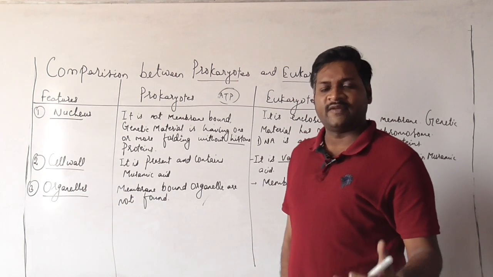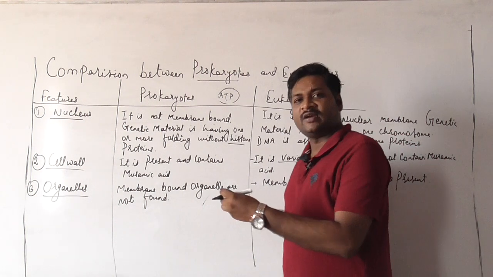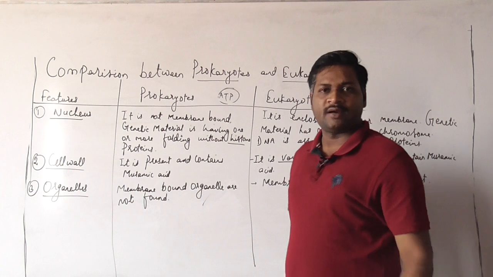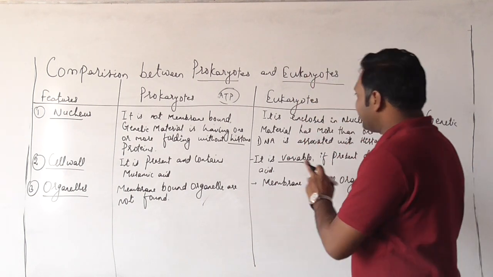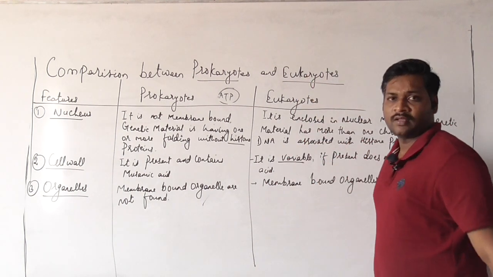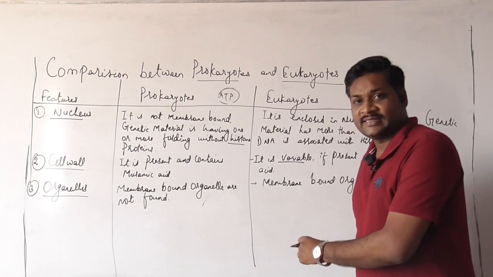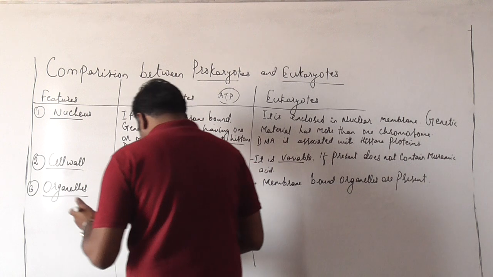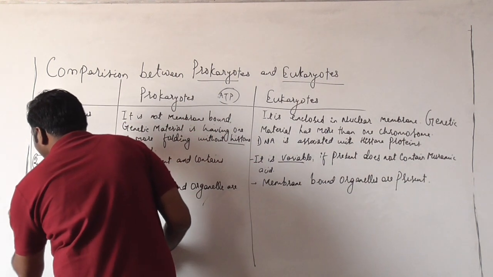They have different types of cells which help in performing photosynthetic activity, but not the chloroplast. This is only present in the eukaryotic cell, that is, in plant cells. Fine. The next characteristic feature is the photosynthetic apparatus.